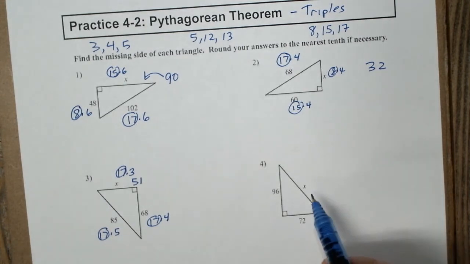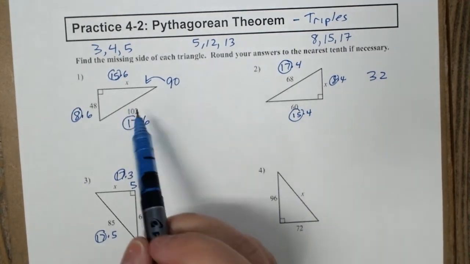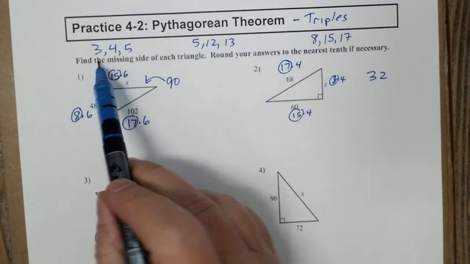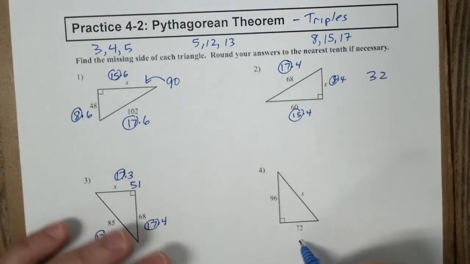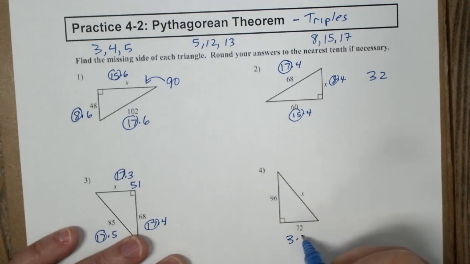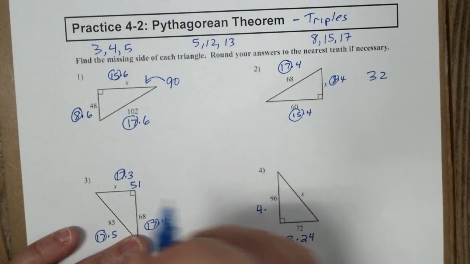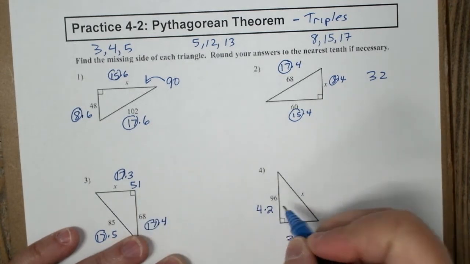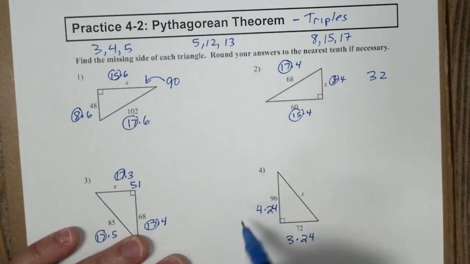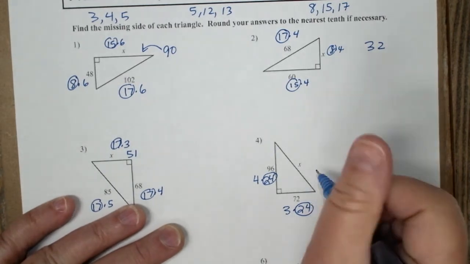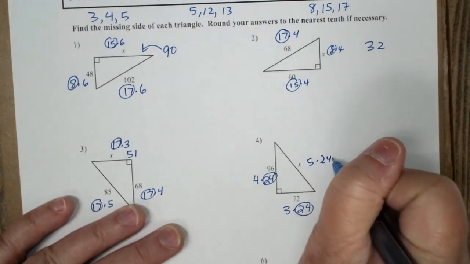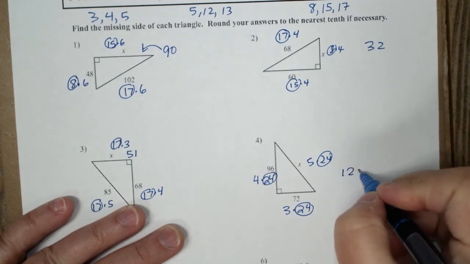On this one, I don't have a hypotenuse, so I'm going to check these numbers here. I'm going to check the littlest one first. 72 is divisible by 3, it is 3 times 24. When I check and divide 96 by 24, I get 4, and so this is going to be 5 times 24, which is 120.